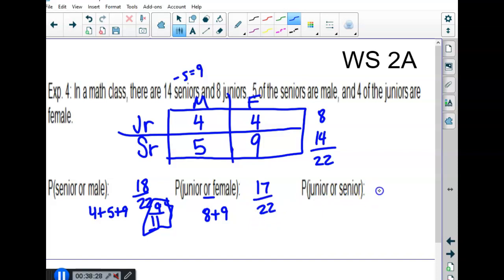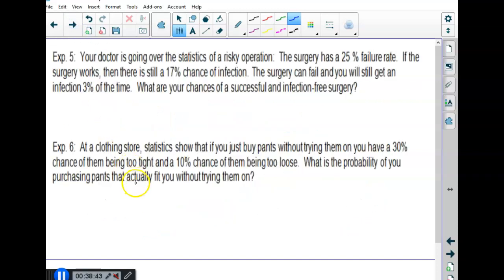Junior or senior? Everybody's either a junior or senior, right? In our math class it says 100%, 1, something like that. 22 out of 22. I'm going to stop because I don't think these are on Delta Math.